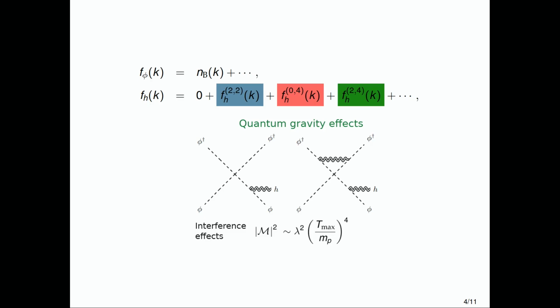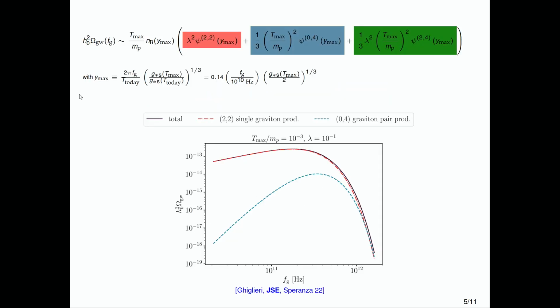All right. Okay, so now I want to show you the gravitational wave spectrum here, omega GW. It scales linearly with the maximum temperature. You have a Bose-Einstein distribution, which gives you the unique shape of your spectrum. And then you have the contributions from single graviton production, graviton pair production, and quantum gravity effects.